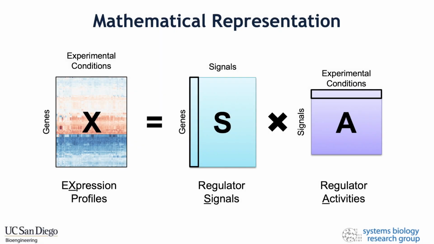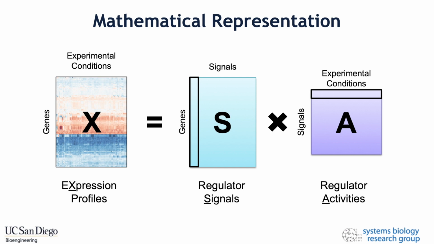Mathematically, ICA decomposes the original expression matrix into 2 matrices, one which represents regulator signals and one which represents regulator activities. The S matrix has dimensions of genes by signals, and the A matrix has dimensions of signals by experimental conditions. As I'll demonstrate later, you can think of each signal as a transcriptional regulator.